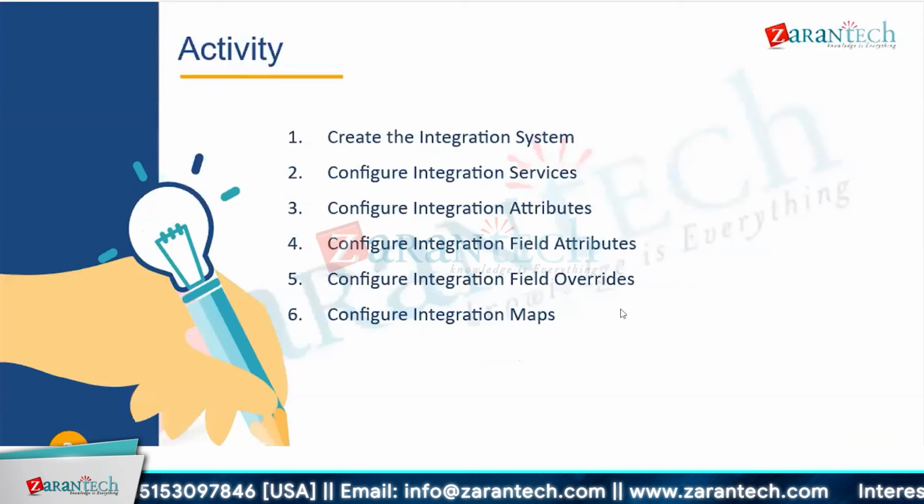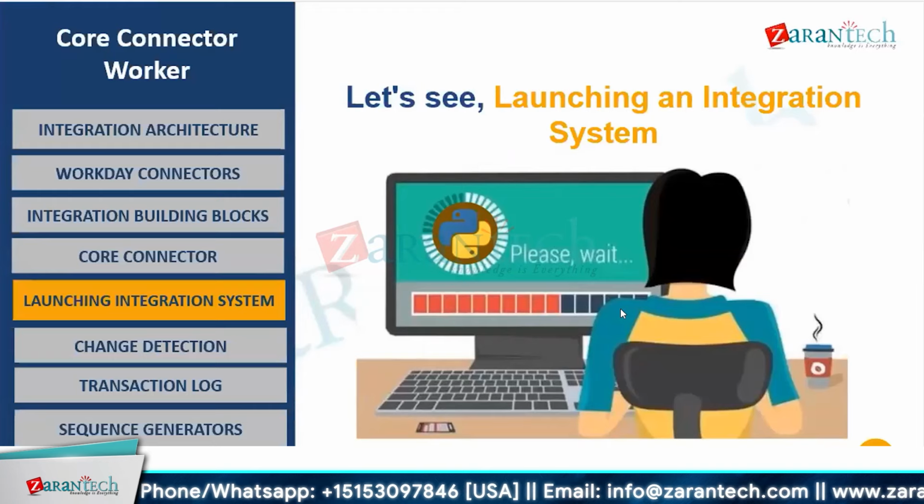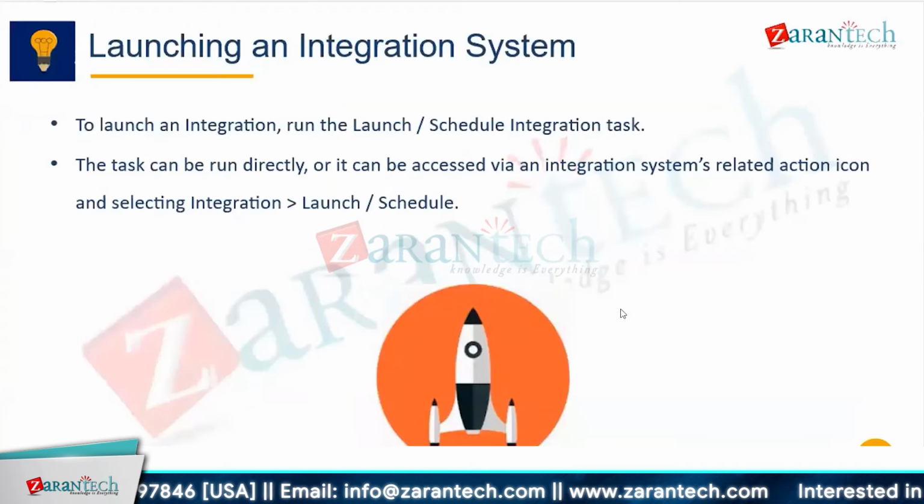So these are the activities we have performed: we created the integration system, and in the integration system we used the core connector worker. We can configure the integration services. We configure the integration attributes, the field attributes, and the field overrides. We are going to configure integration maps too. We have worked on launching integration systems. We saw how to launch and schedule it. In the last class, we scheduled one of the integrations, which ran after 5 minutes of the schedule.